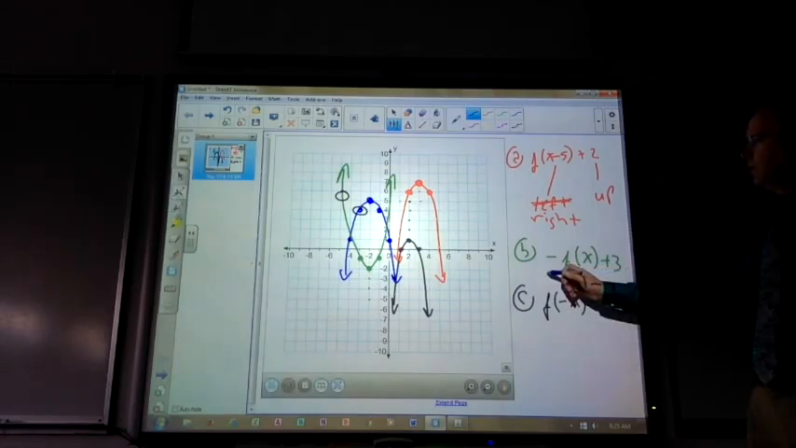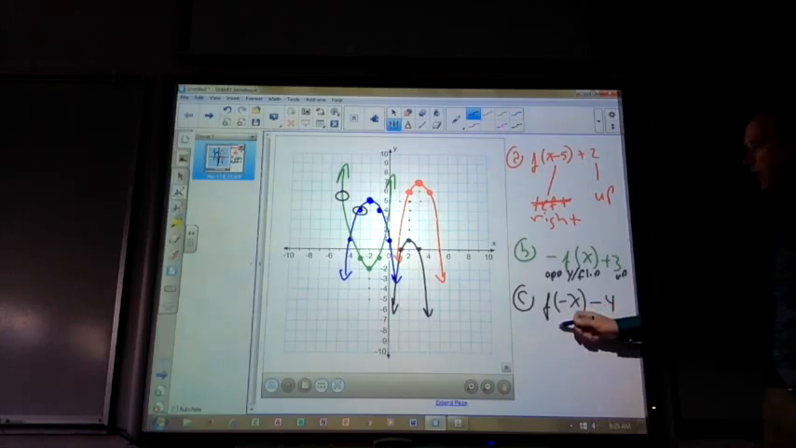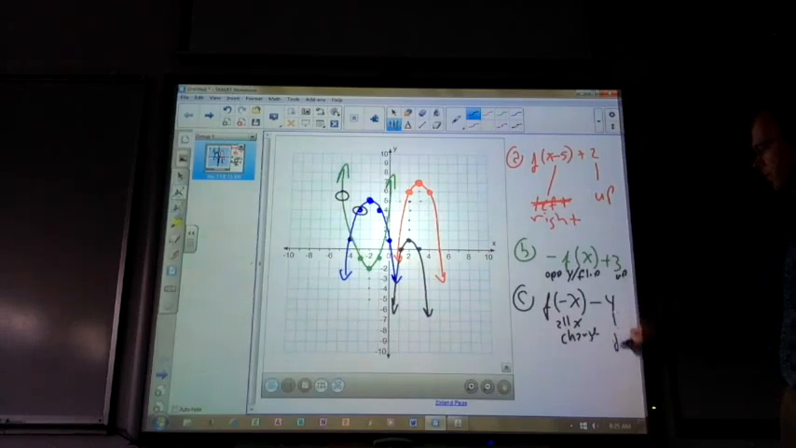Change the y. The opposite y value, flip, and up 3. And this one changed the x, all x changes, and then down 4. So that rule means something. It's a good thing to have it there.